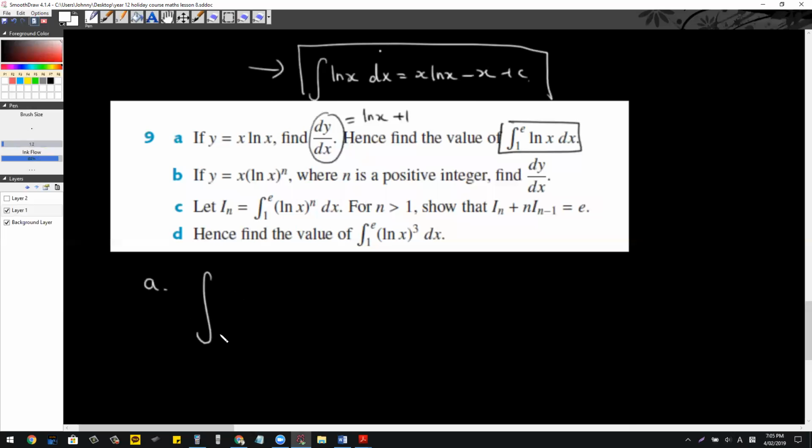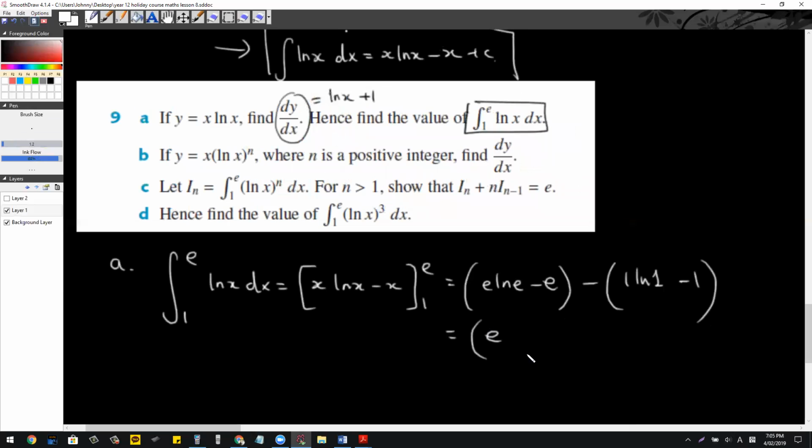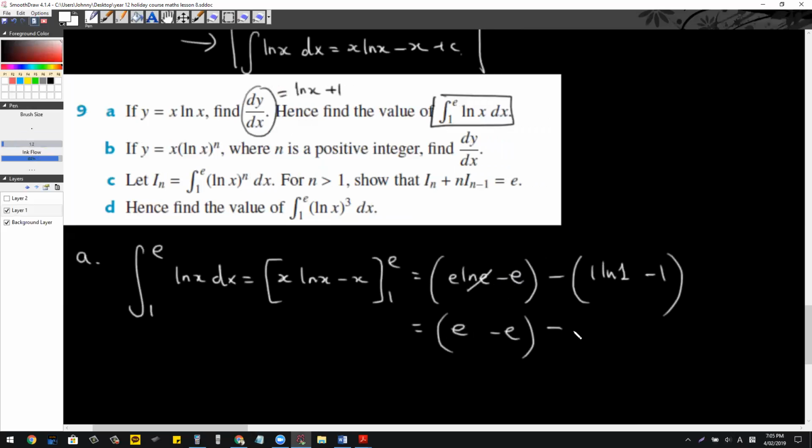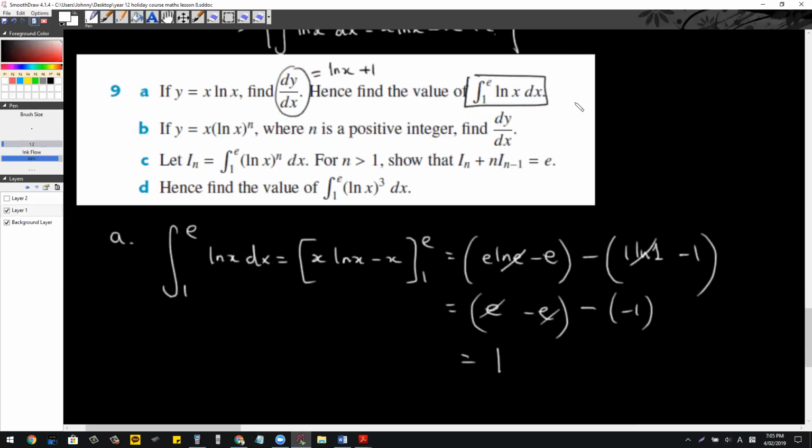So the integral from 1 to e of ln x dx is equal to x ln x minus x from 1 to e. Plug in e, so e ln e minus e, minus 1 ln 1 minus 1. So ln e is 1, so that's e minus e. Minus, ln 1 is 0, so this is negative 1. So this is equal to 1, because this and this cancel out also. So the answer is 1.